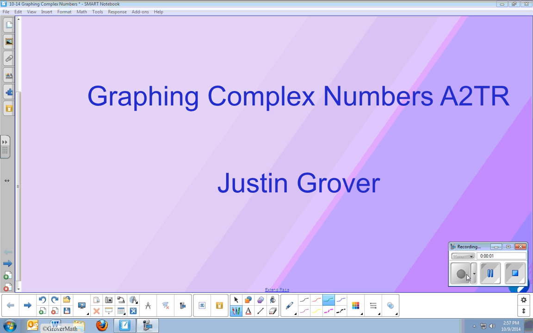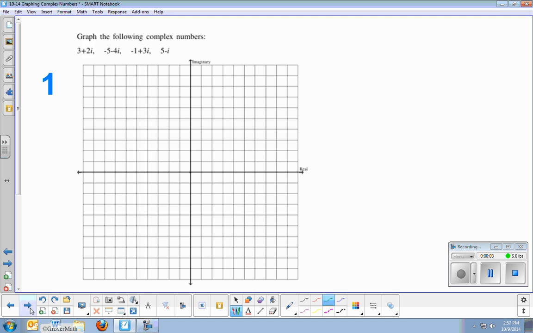Algebra 2, trigonometry, graphing complex numbers. The way to graph a complex number, 3 plus 2i, notice that it has two pieces. And we've seen now that that is the notation of a plus bi form. The a part, the 3, is a real number.